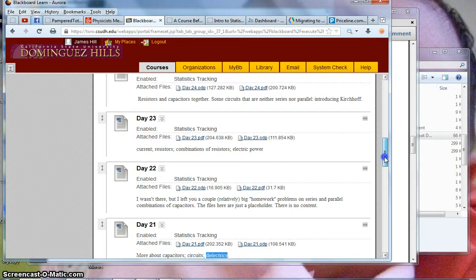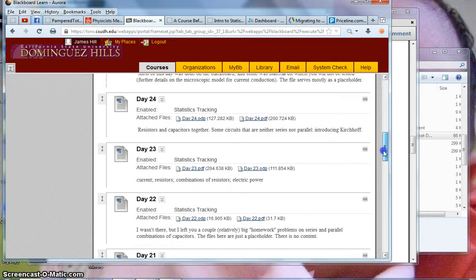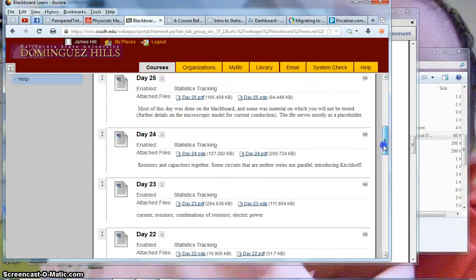That said, right after that I got to talking about resistors and combinations of resistors, series and parallel, and electric power. Electric power is a big concept. I could not give this test without giving a question where you needed to calculate electric power either from current times voltage, or current squared times resistance, or voltage squared over resistance for resistive circuits.